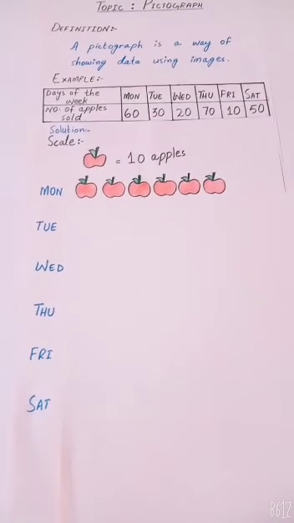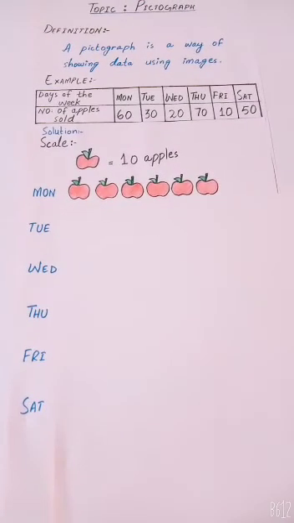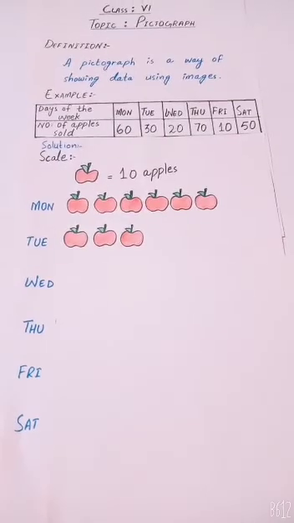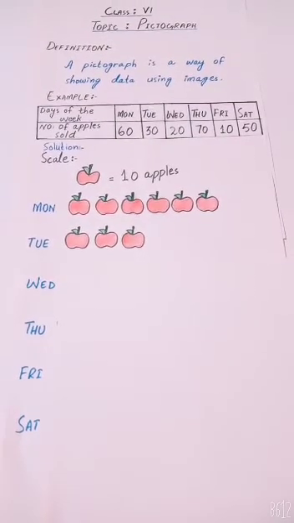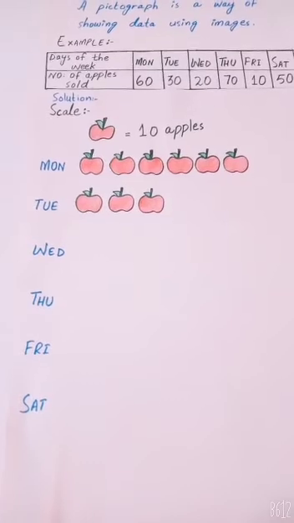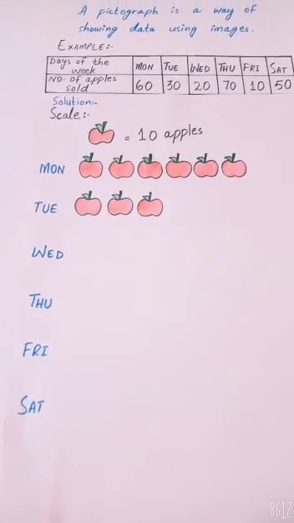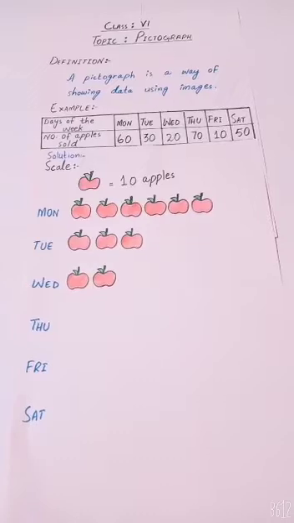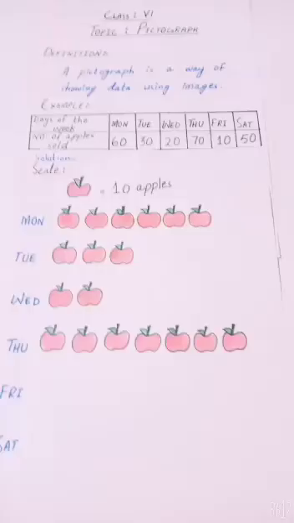60 divided by 10 is equal to 6. So here are 6 apples. 30 divided by 10 is equal to 3. So here are 3 apples. 20 divided by 10 is equal to 2. So here are 2 apples. 70 divided by 10 is equal to 7. So here are 7 apples.